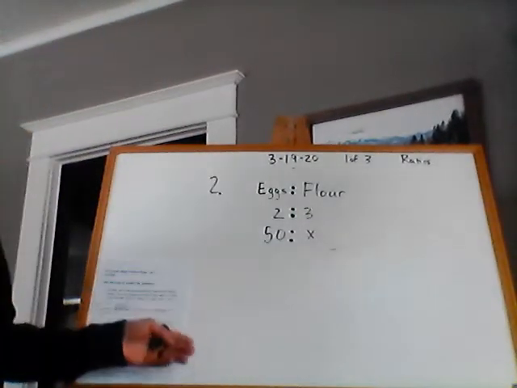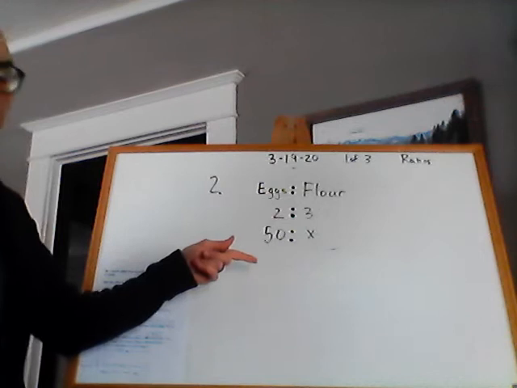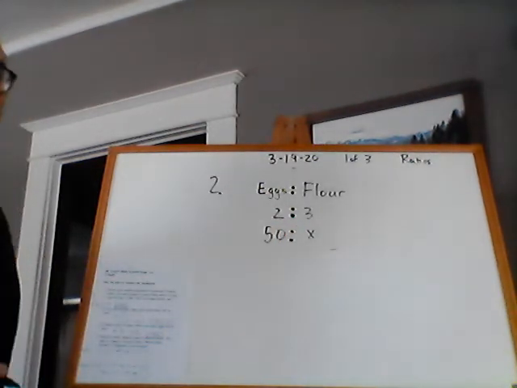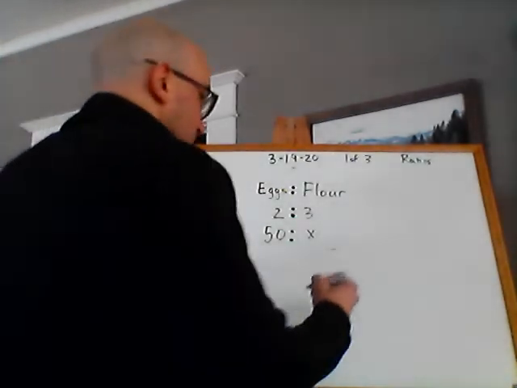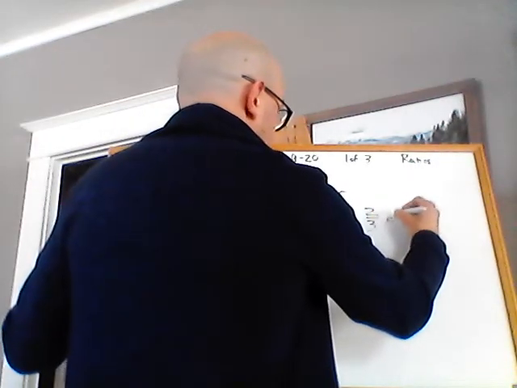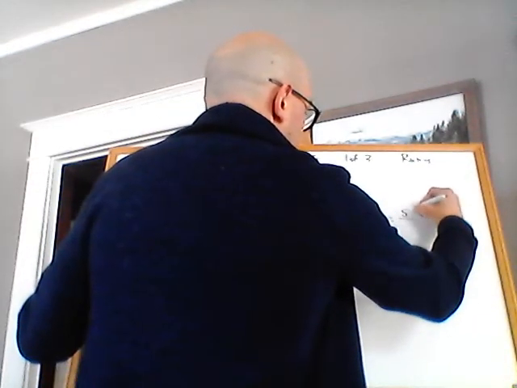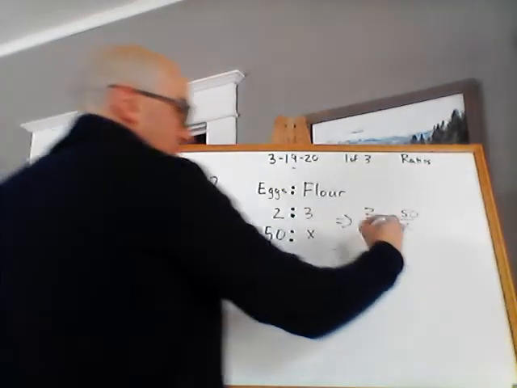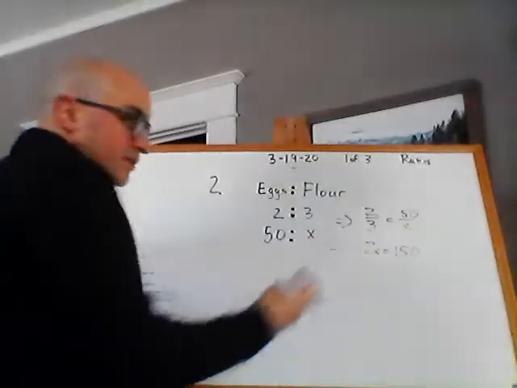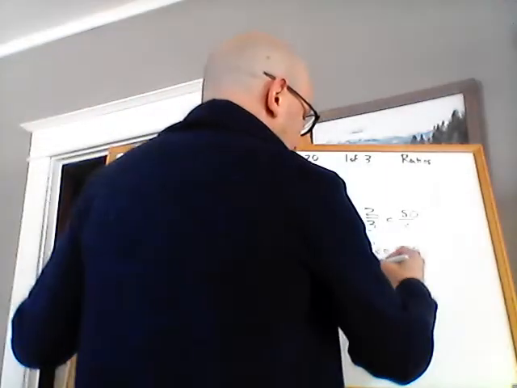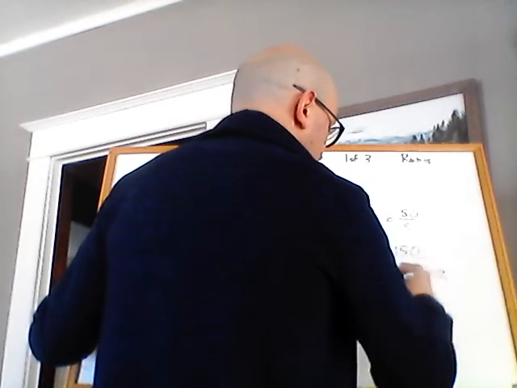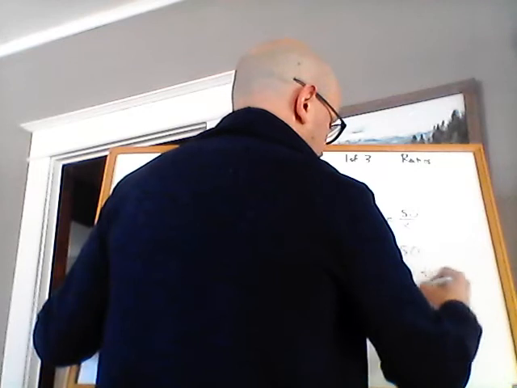Okay, so we're ready to go. Problem number 2, same ratio, similar problem. Here we're told 50 eggs, and we're asking how many cups of flour do we need to make pancakes with 50 eggs. The same as we did with problem 1, we set it up as a fraction. 2/3 equals 50 over x. Cross multiply, so we get 2x to equal 3 times 50 is 150. 2x equals 150, and then x equals 150 divided by 2, which equals 75.